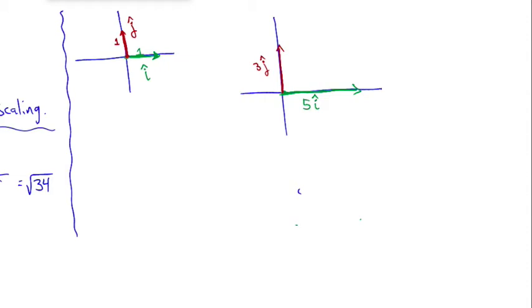Can I add these two vectors together? In other words, can I find 5i plus 3j? How would I do it? How do you add two vectors together? Parallelogram. In this case, what kind of parallelogram are you going to get? It's a special one.